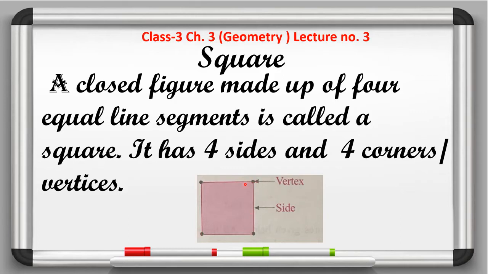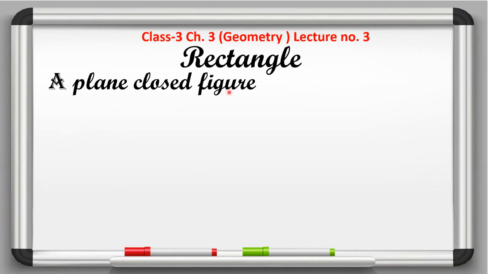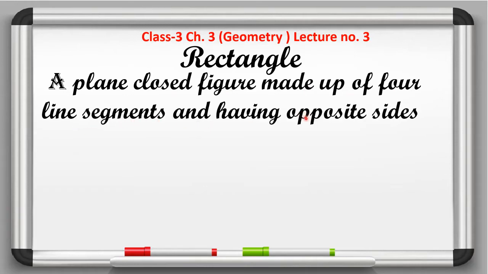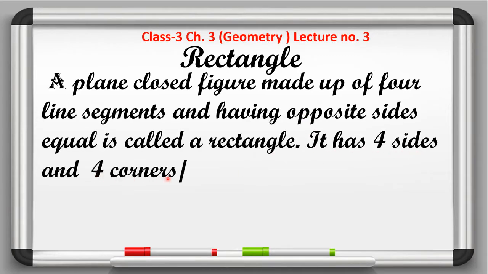Okay, and these are the vertex or corners of this square, and these are the sides, one side, second side, third side and fourth side. So there are four sides and four corners in a square. Okay, now the second one is rectangle. So a plain closed figure made up of four line segments and having opposite sides equal is called a rectangle. It has four sides and four corners or vertices.